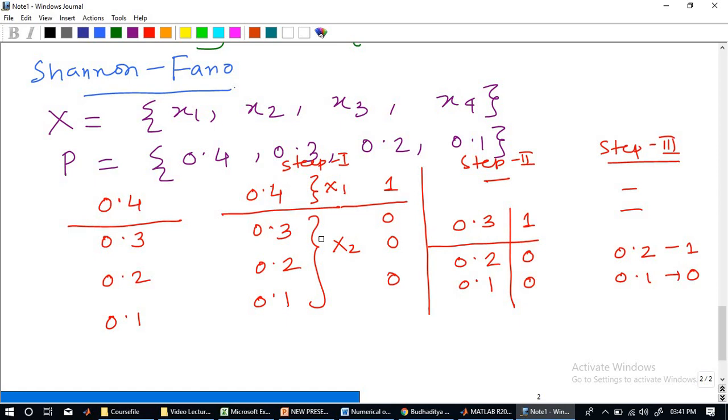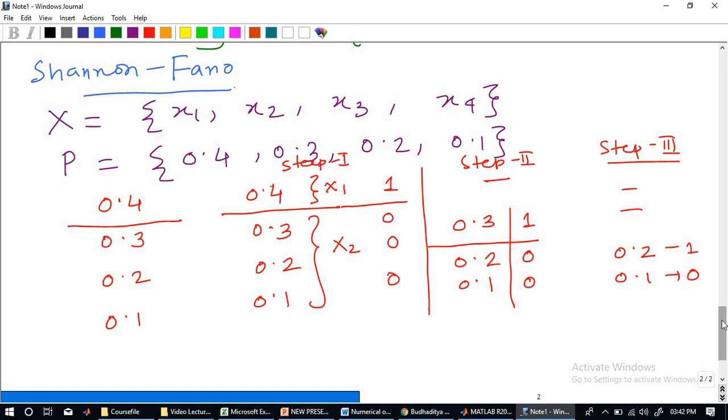So step 3, where we are going, in that 0.3 cannot be further reduced. So it remains as it is. But 0.2 and 0.1 are further reduced to 1s and 0s. Because in that also 0.2 becomes the first element of the set and 0.1 becomes the last element of the set. So 2 sets again, 1s and 0s.